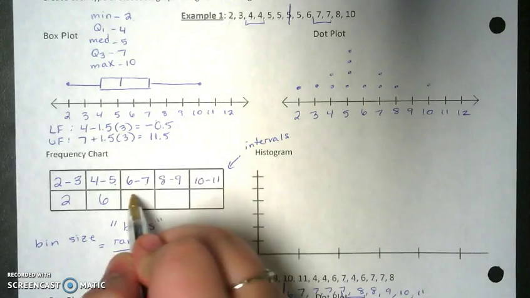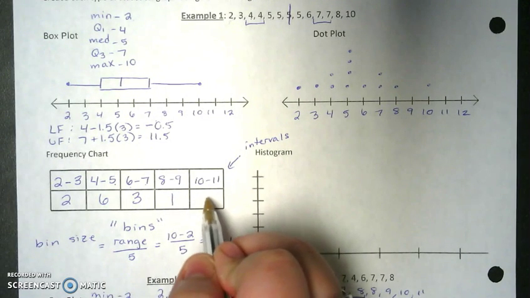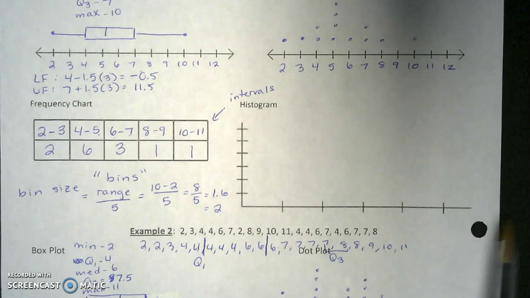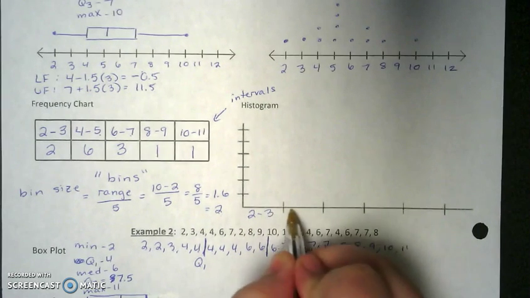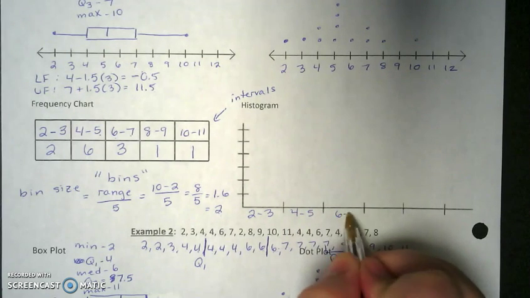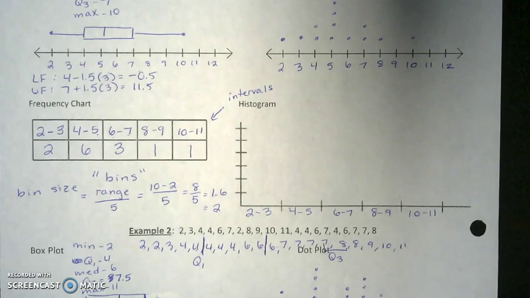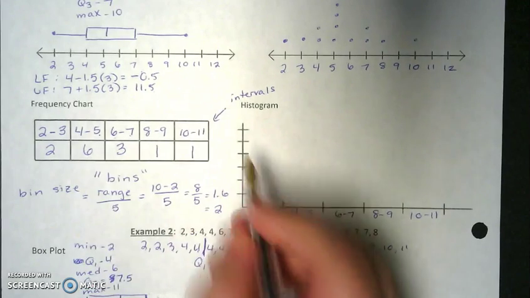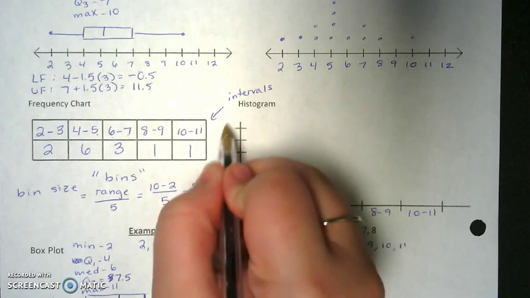From 6 to 7 is 3. 8 to 9 is 1, and 10 to 11 is 1. So you have to complete the frequency chart first before you do the histogram. Now the first thing on the histogram is that we're going to do the intervals on the bottom. We have 2 to 3, 4 to 5, 6 to 7, 8 to 9, and 10 to 11. So those are our intervals, and this is our frequency, so our highest number is 6. So we're going to go 1, 2, 3, 4, 5, and then 6.